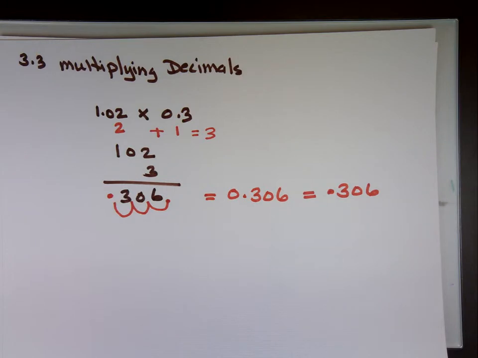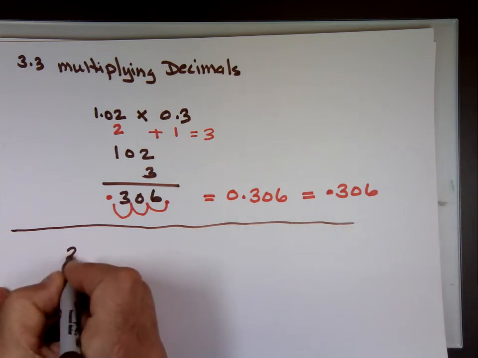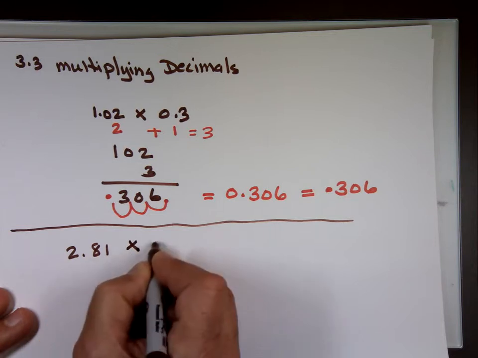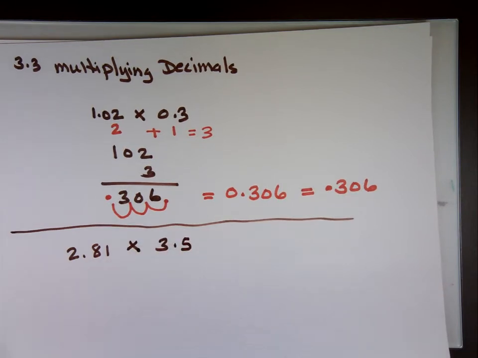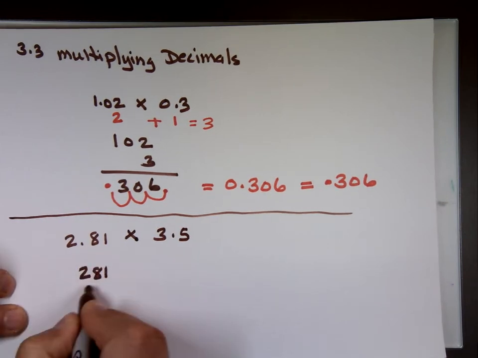Let's try another one. 2.81 times 3.5. So 281 and 35.